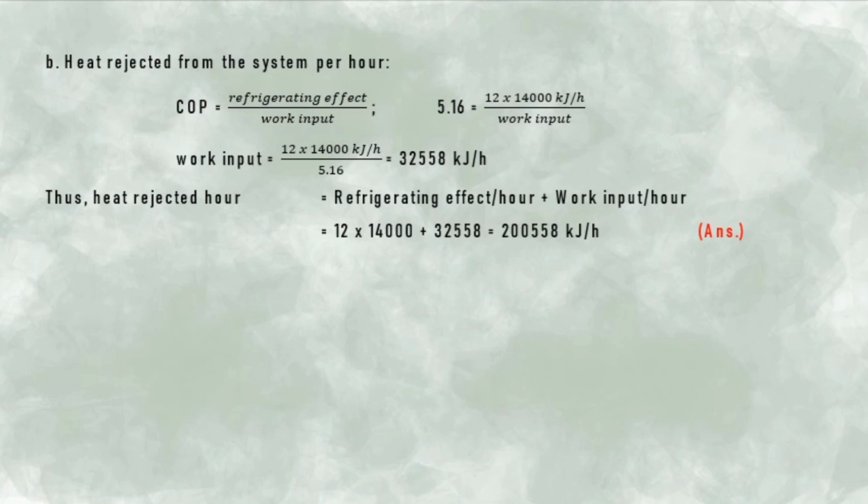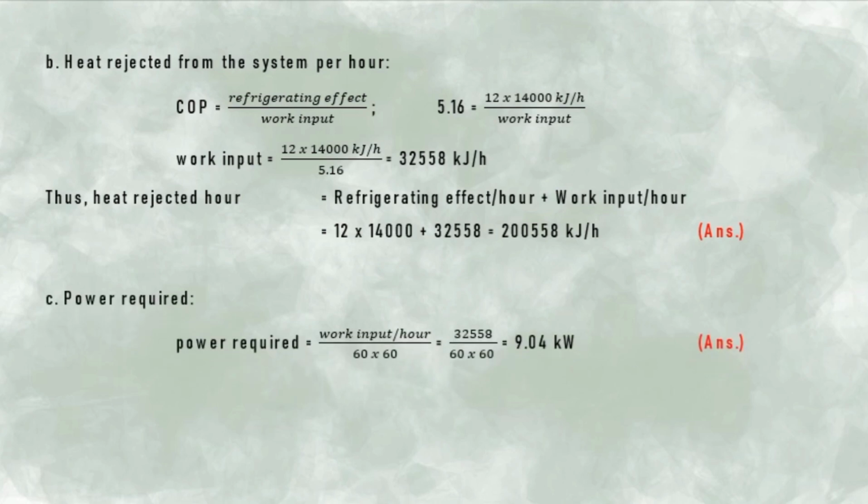Thus, heat rejected per hour equals refrigerating effect per hour plus the work input per hour, or 12 times 14,000 plus 32,558. We have 200,558 kilojoule per hour. And for our power required, we will divide work input per hour over 60 times 60 minutes per hour, or the 32,558 over the 60 minute per hour times the 60 equals 9.04 kilowatt.